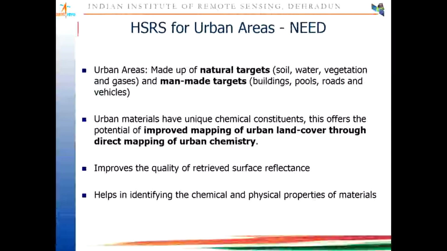So we are talking about urban areas, the ensemble of natural as well as man-made targets. Since all materials possess some unique chemical composition, the potential of hyperspectral remote sensing is understanding that chemical composition and mapping the urban land cover through direct mapping of the urban chemistry. What we are trying to do through hyperspectral remote sensing is to understand the various constituents inbuilt in the man-made and the natural targets, which will help us in distinguishing the different kinds of targets.